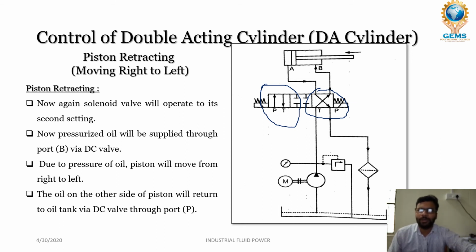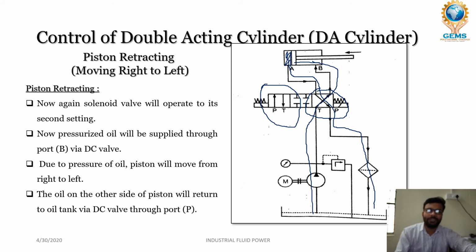So okay, now pressurized oil will be supplied through port B via the DC valve. Now the oil from the pump moves from T to B. Okay, now this movement makes the piston move from right to left. Some oil present here, that oil will move from A to P, and it again goes to return oil. So due to the pressure of oil, the piston will move from right to left. The oil on the other side of the piston will return to the oil tank via the DC valve through port P.